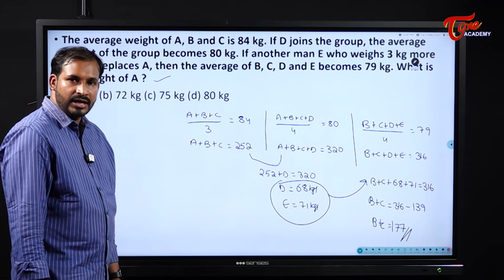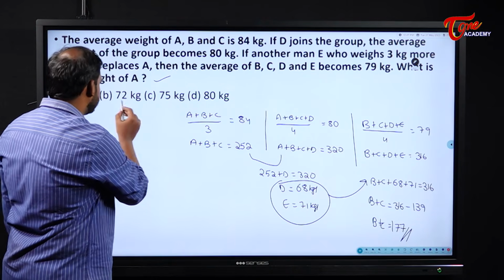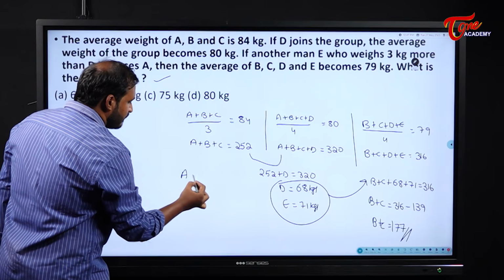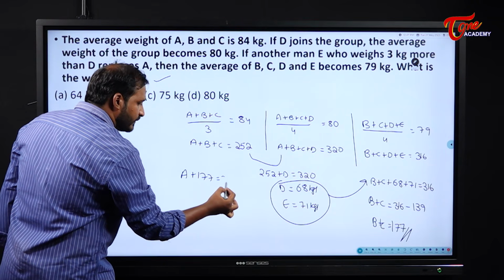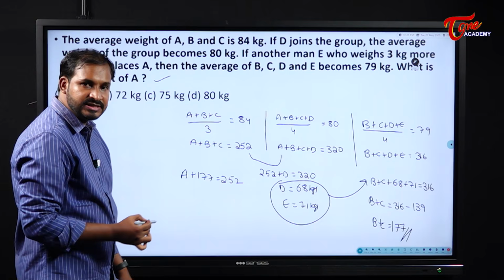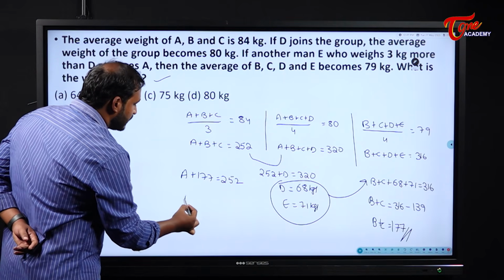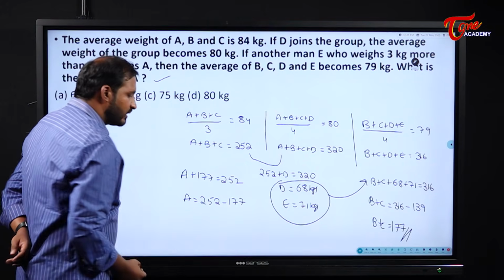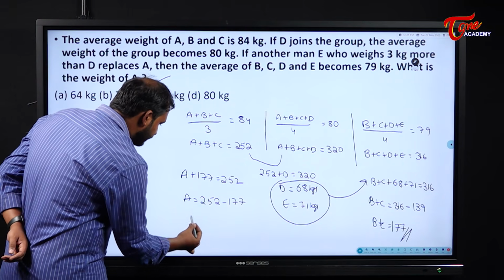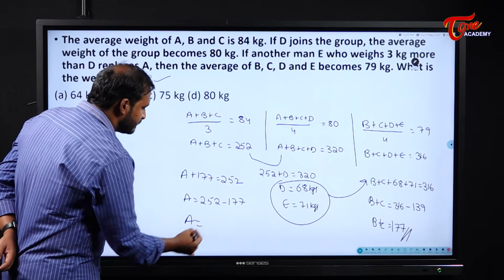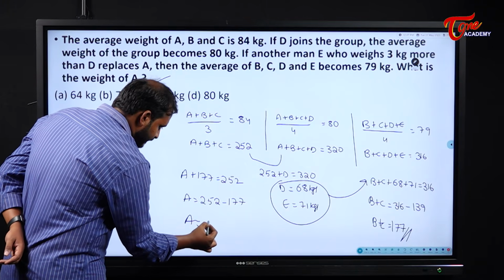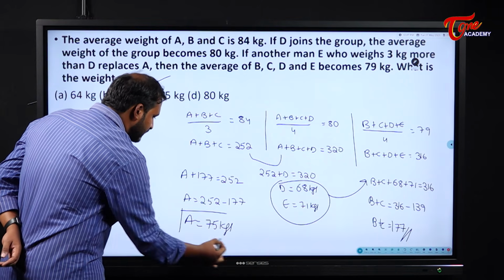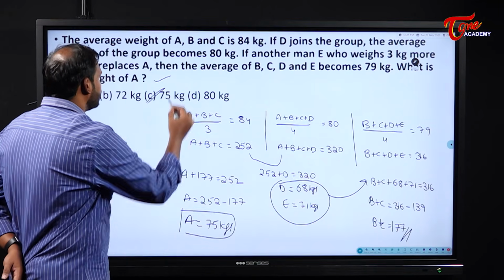Okay. Next, I will substitute that B plus C here. A plus 177 is equal to 252. Then what about A? 252 minus 177. So what is the weight of A? You will get 75 kgs. So A's weight is 75 kgs.